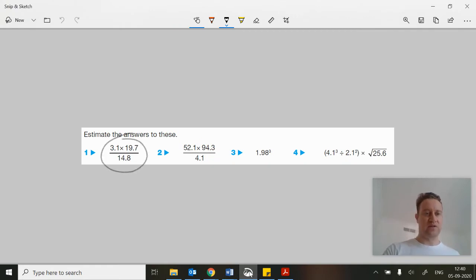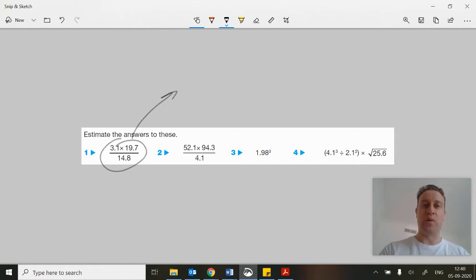And so let's have a little look at the first one. It says, estimate the answers to these. So we've got 3.1 times 19.7, all divided by 14.8. Okay, so when we do a technique of using one significant figure for each of these numbers, we're going to need to take one significant figure for each of these numbers.